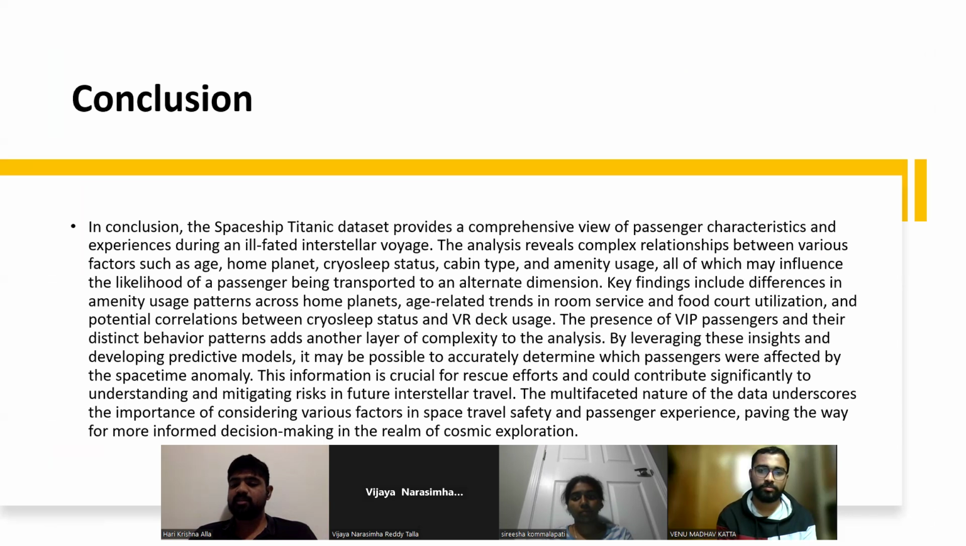These insights highlight the importance of considering various factors in space travel, also the safety and passenger experience. By using these insights, predictive models can determine which passengers were affected by space-time anomalies, aiding rescue efforts and future interstellar travel safety. And this concludes our final project.